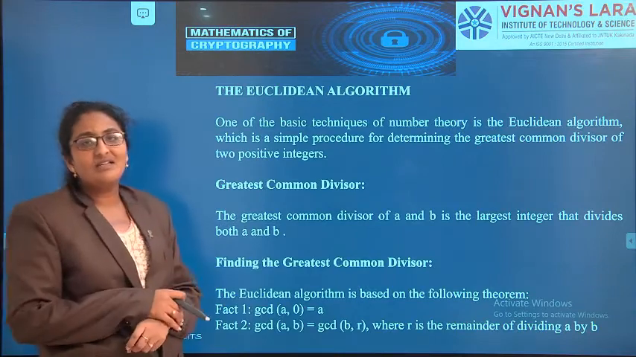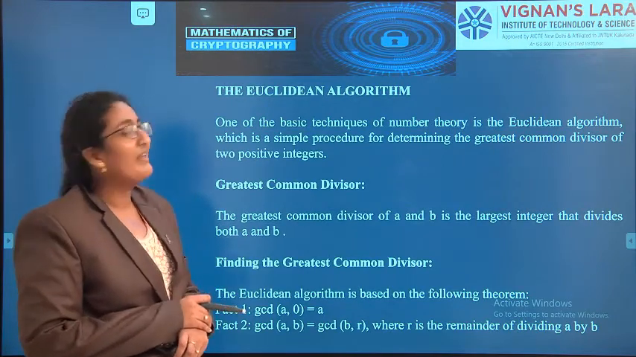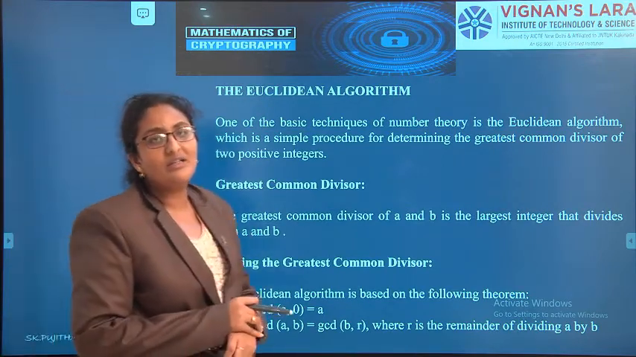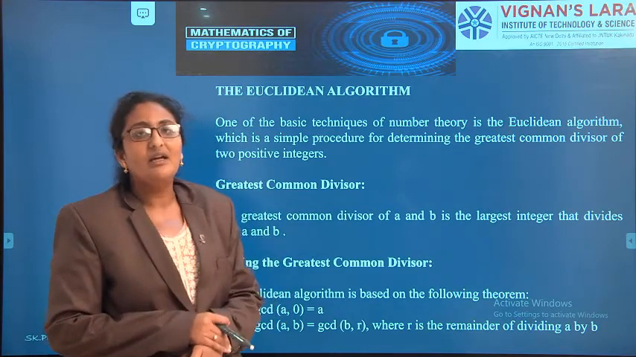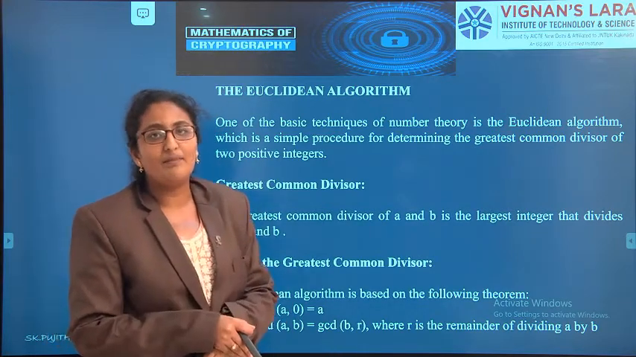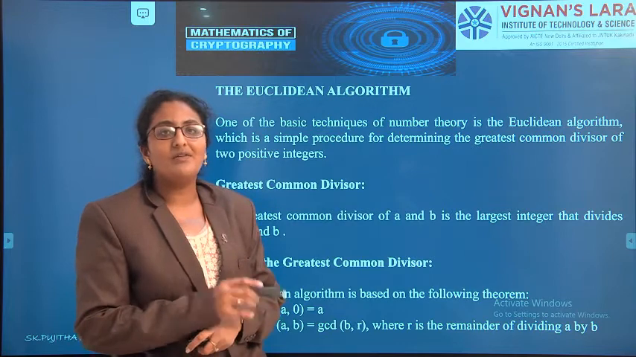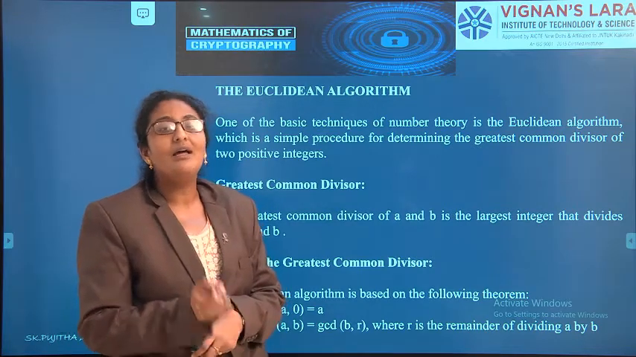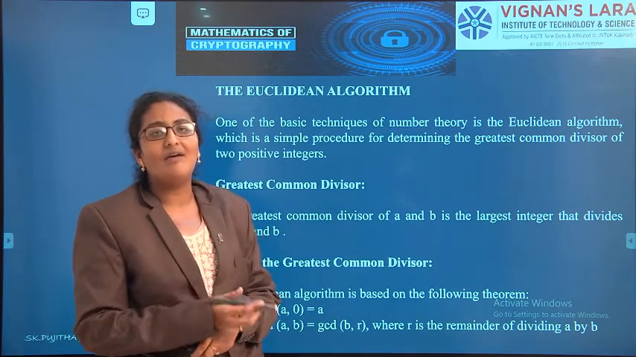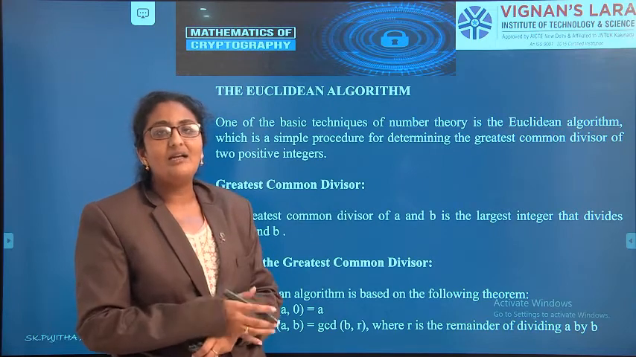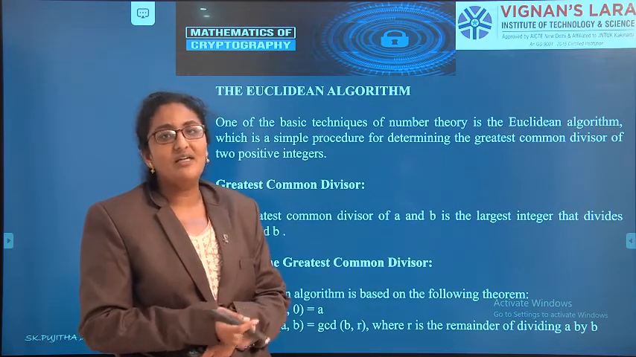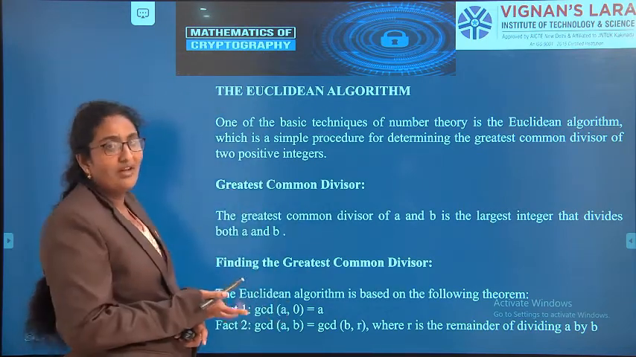So next let us discuss the Euclidean algorithm. I have told you the Euclidean algorithm for calculating GCD. We are discussing mathematics of cryptography, which is the last topic of unit 1. In mathematics of cryptography we have several subtopics. In that, our purpose is to find GCD. To find GCD we have two algorithms.